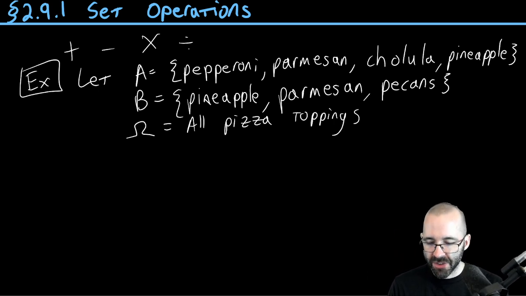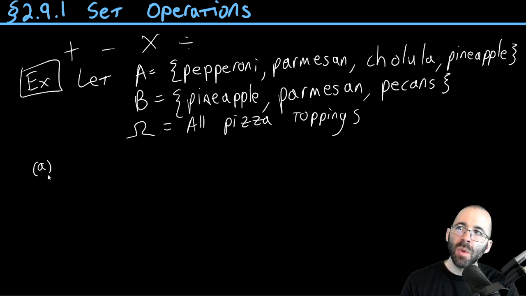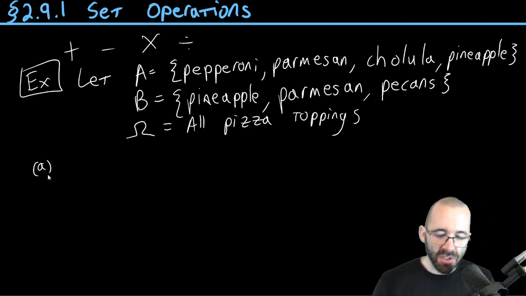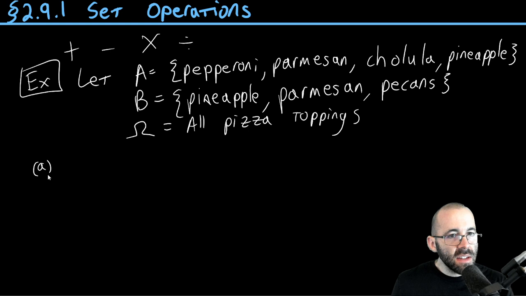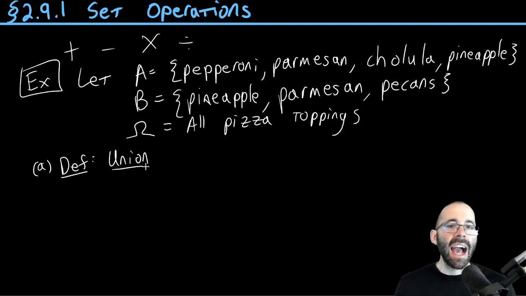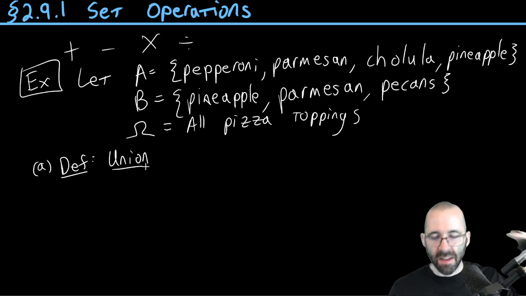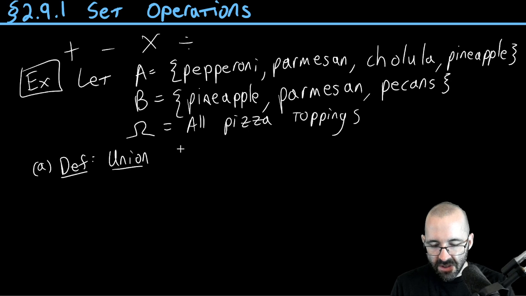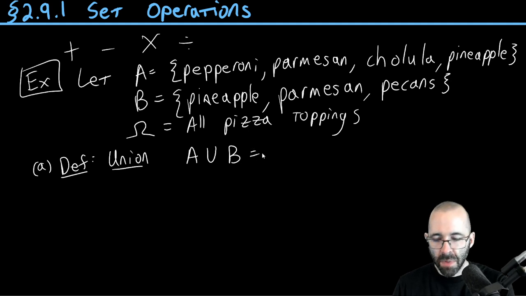So let's give you some questions. What I'm going to do is I'm just going to introduce each set operation in the context of pizza toppings. So each one of these is going to be a little definition. We'll start with union. Okay, so union is like adding. It's like taking stuff from both sets and adding them together. So A union B just takes the things from both sets.